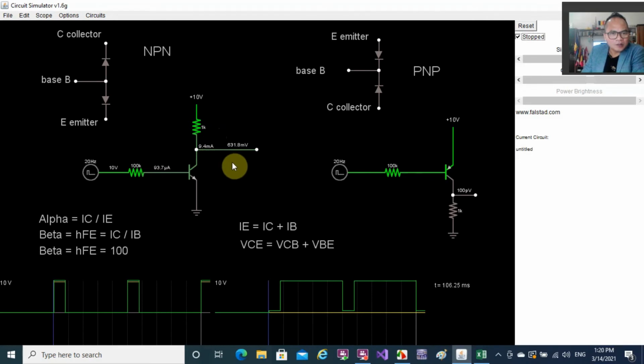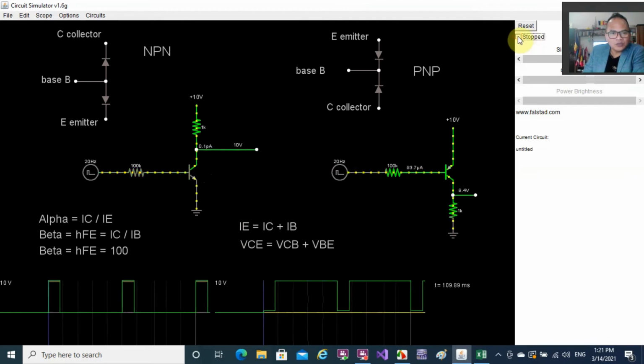And then the 1K multiplied by 9.4 milliamperes is equal to 9.4 volts. So 10 minus 9.4 is equal to 631.8 millivolts. So that is our on value, which has a current of 9.4 milliamperes. While if it's off, the output will become 10 volts, because there is no current flowing.